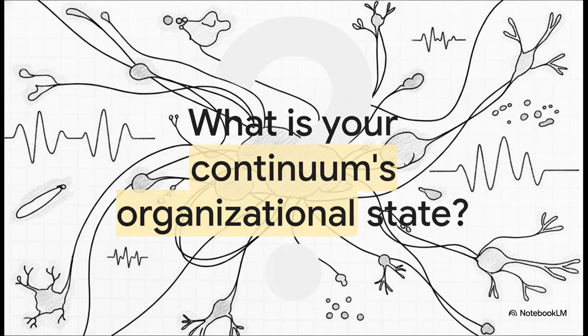Which leaves me with one final thought I want you to chew on as we wrap up today's explainer. Right now, as you process the information we just went over, your brain is actively dissipating energy. It's aggressively maintaining its non-equilibrium steady state, and it's coordinating an absolute symphony of diverse oscillations just to focus your attention on my words. So, what exactly is the organizational state of your neural continuum right now? Think about it.